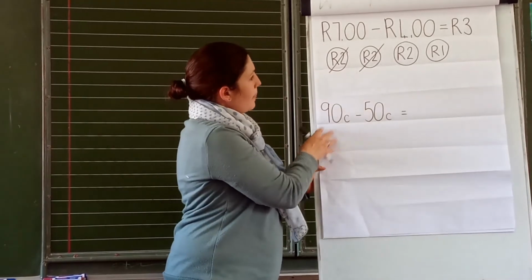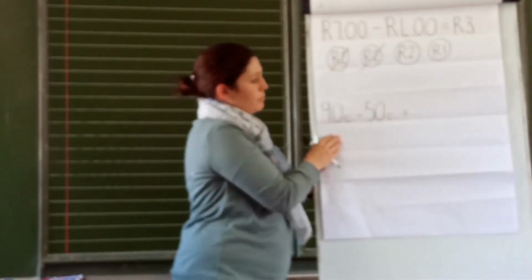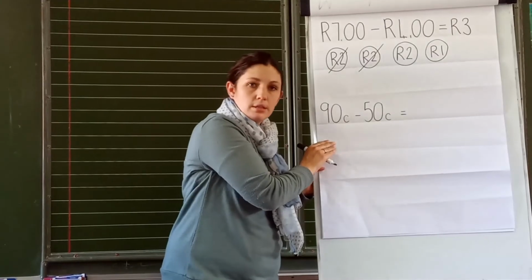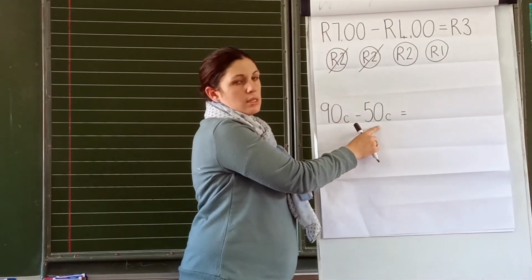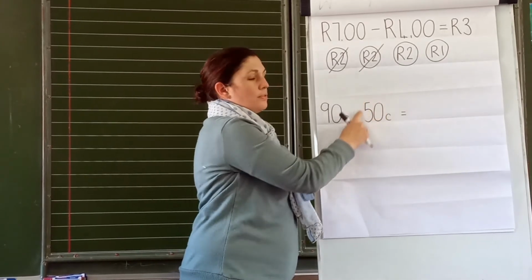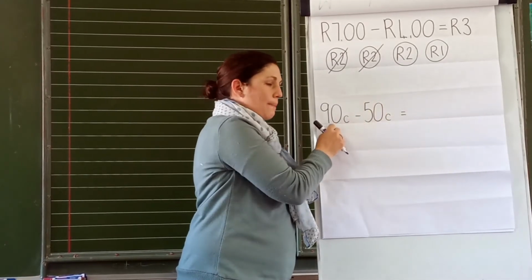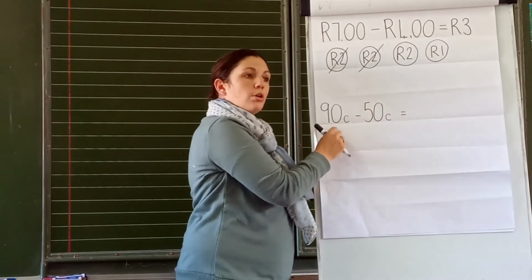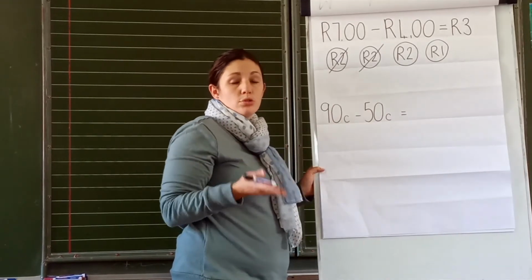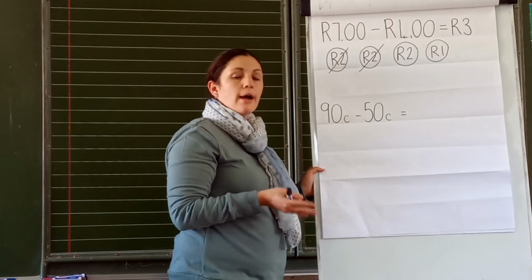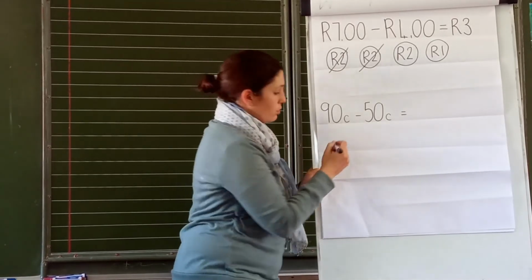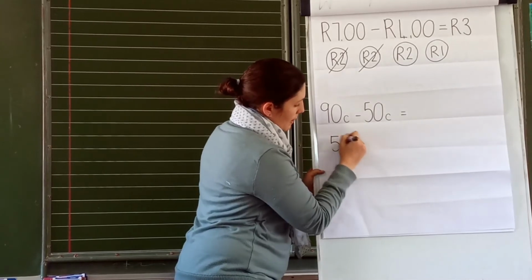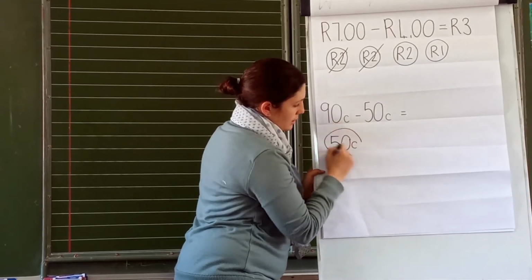So now, that was with Rands. Now we move on to cents, and you do it exactly the same way. So I've got 90 cents minus 50 cents. I'm going to first start with the 50 cents here and then make up the 90 cents. So the 50 cents, I could do 2 20 cents and a 10. I could do 5 10 cents, but luckily for me, we get a 50 cents coin. So the easiest way is just to write it, 50 cents.